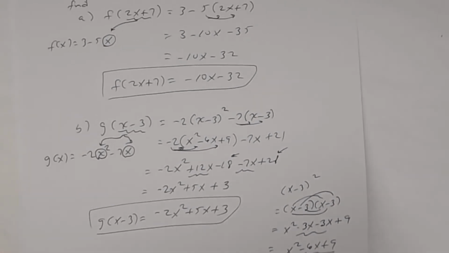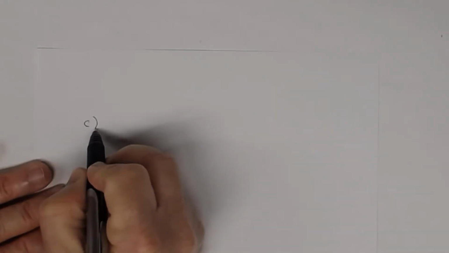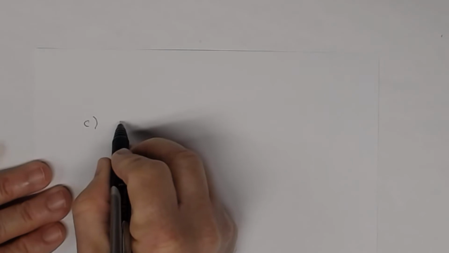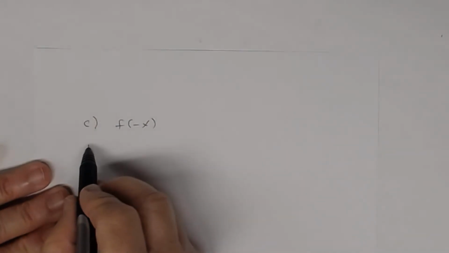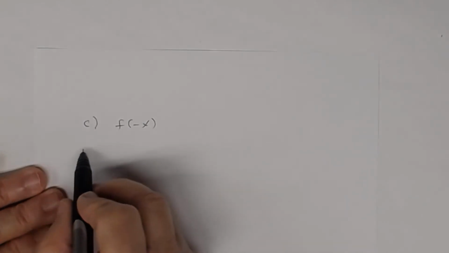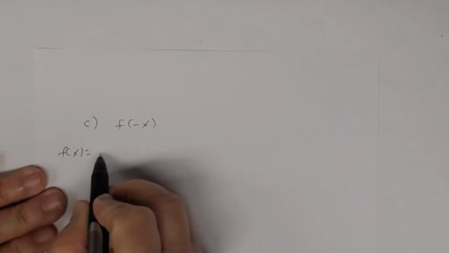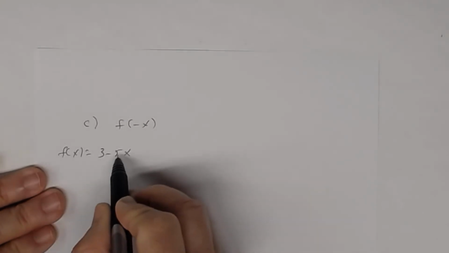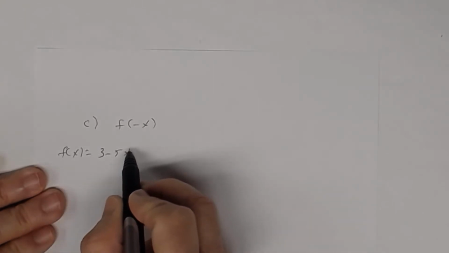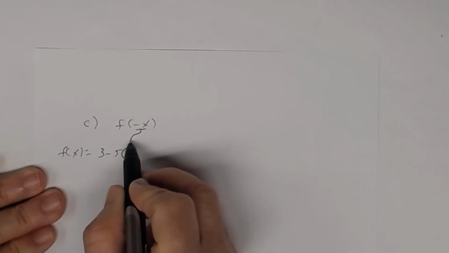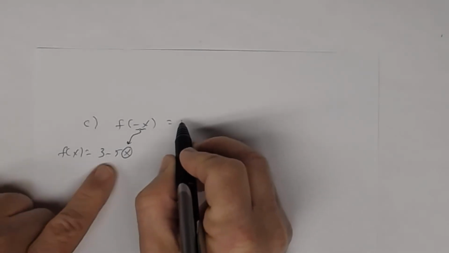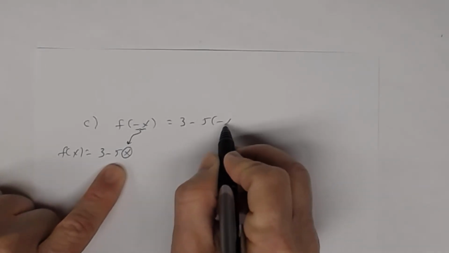I'm going to have to go to another page to do C. Let's say that C was this. In C, I want to find f of negative x. So there's that negative x again. Let me write out what f of x is. Remember, f of x is 3 minus 5x. That's that linear function. I only see x listed once, so in place of this x, I'm going to substitute negative x. So this becomes 3 minus 5 times negative x.